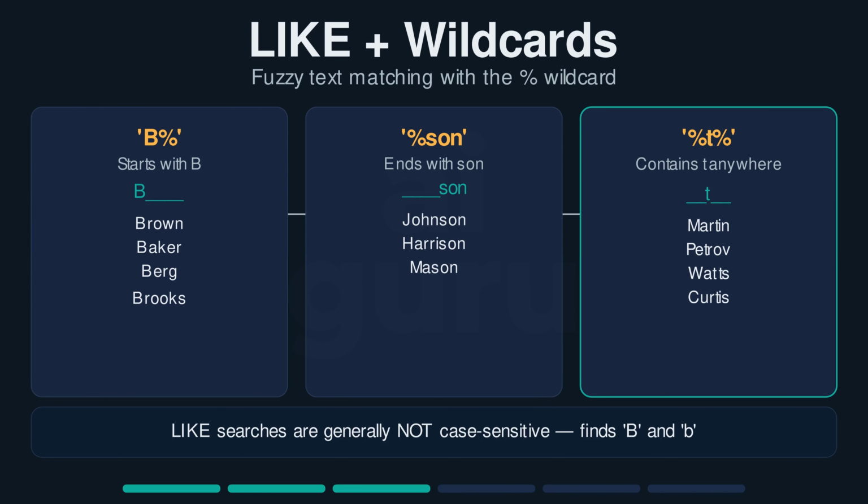Spot on. What if I want a name that ends in son, like Johnson or Harrison? Would it be like percent sign son? Meaning, I don't care what the first part is, just make sure the last 3 letters are S-O-N.